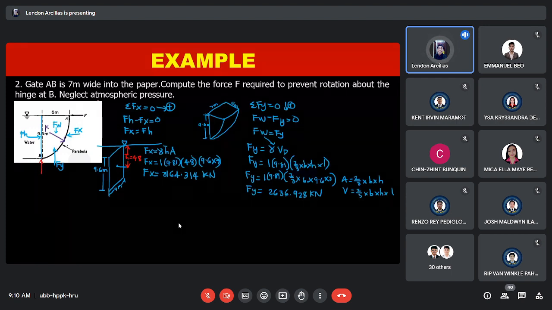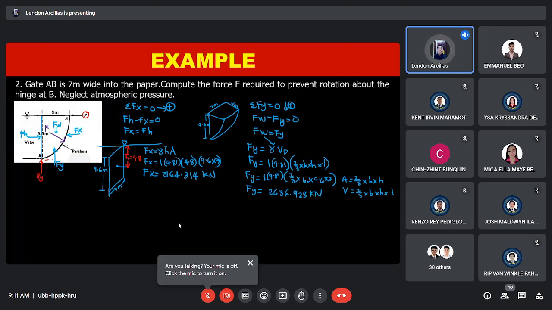So, sabi niya dito, yung original problem, that we need to compute the force F, this one, this F here, to prevent the rotation about the hinge B. So, meron tayong hinge B. So, again, yung hinge B, meron dalawang forces support the weight of this hydrostatic force, that is B sub Y and B sub X. Then yung F. So, we need to find the F.